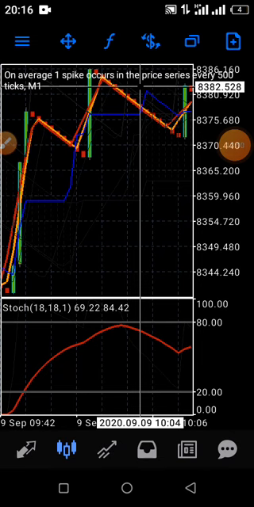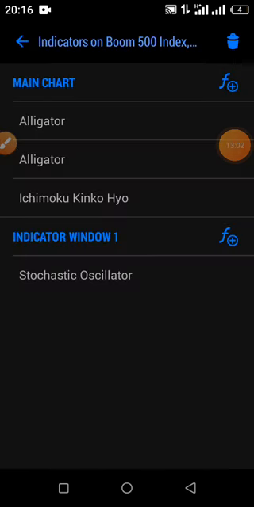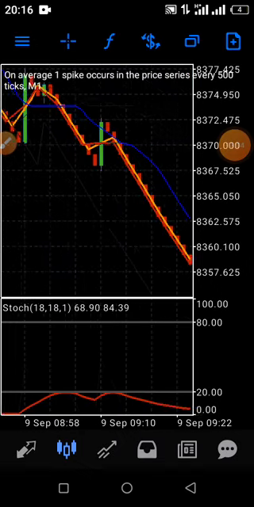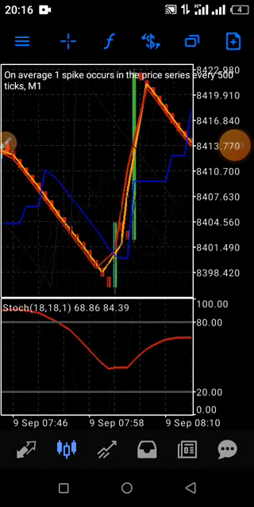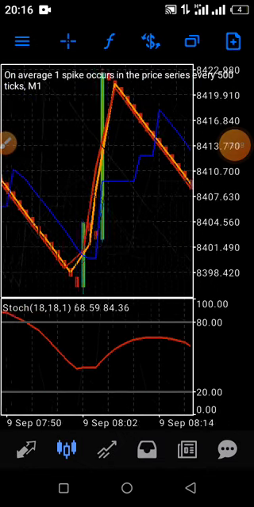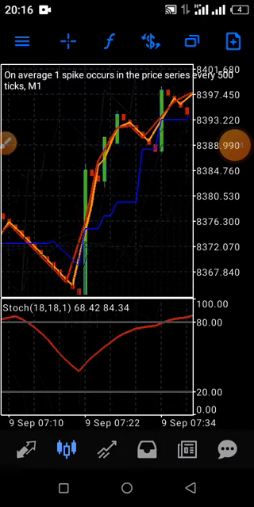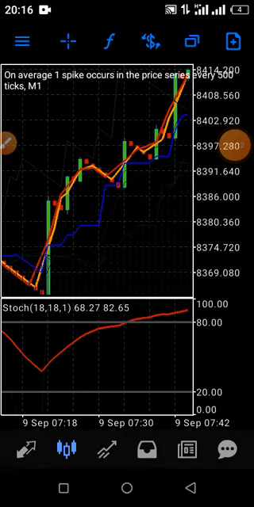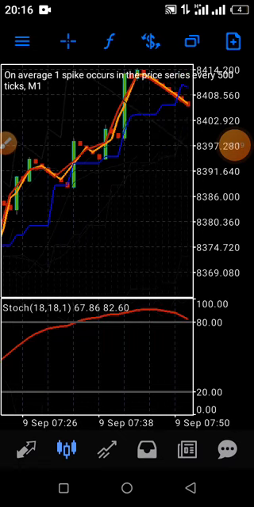It is amazing, right? So even for Crash 500, it is the same. Crash 500, it is the same, like that. This series. So as long as it is below the moving average, even if it has touched one alligator, it will still continue spiking.